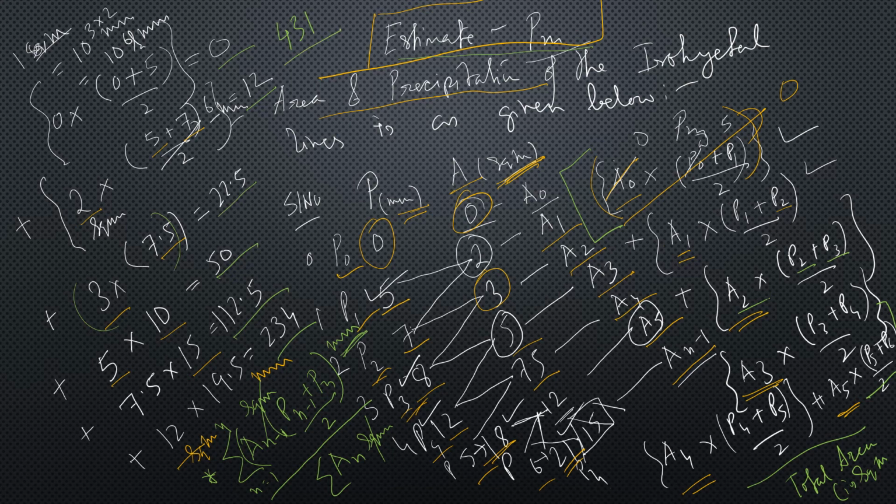Total area means from 0 up to 12. Correct? So 0 plus 2 is 2, 2 plus 3 is 5, 5 plus 5 is 10, plus 7.5 is 17.5, 17.5 plus 12 is 29.5. So this will be divided by 29.5. Let us see what 431 divided by 29.5 is. It's coming 14.61. So the mean precipitation will be 14.61 millimeter.